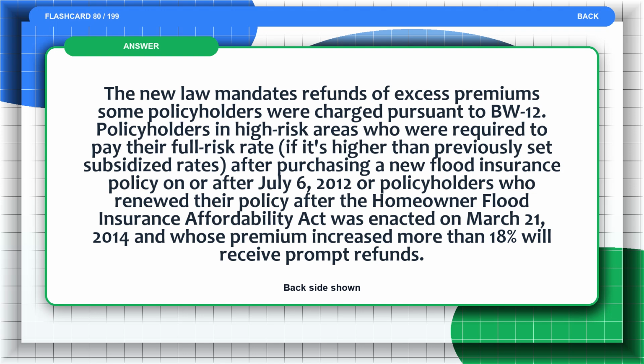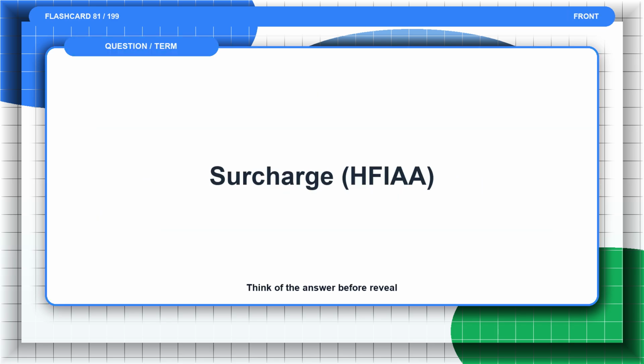The answer is, the new law mandates refunds of excess premiums some policyholders were charged pursuant to BW12. Policyholders in high-risk areas who were required to pay their full risk rate if it's higher than previously set subsidized rates after purchasing a new flood insurance policy on or after July 6, 2012, or policyholders who renewed their policy after the Homeowner Flood Insurance Affordability Act was enacted on March 21, 2014, and whose premium increased more than 18% will receive prompt refunds.